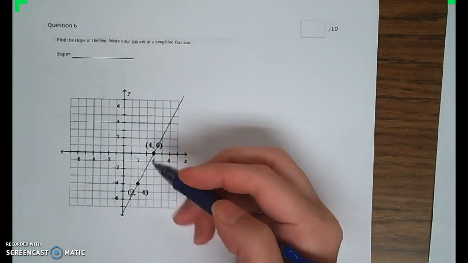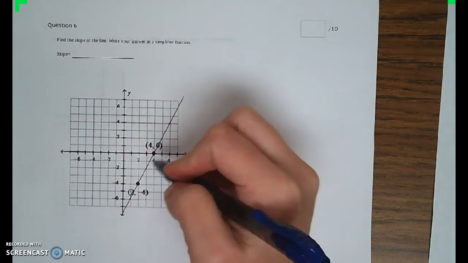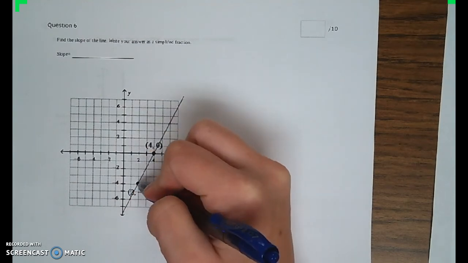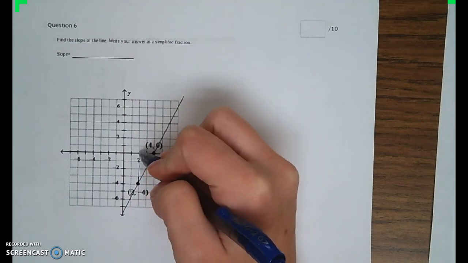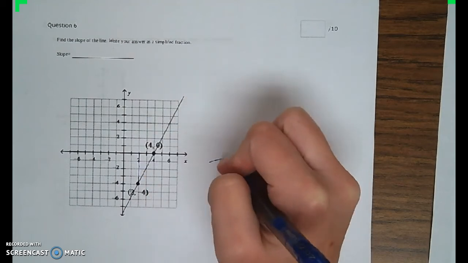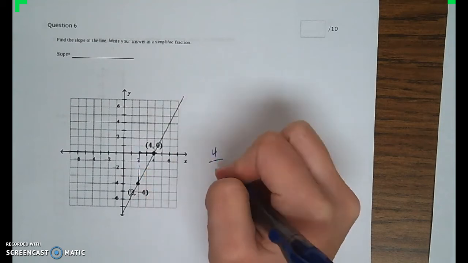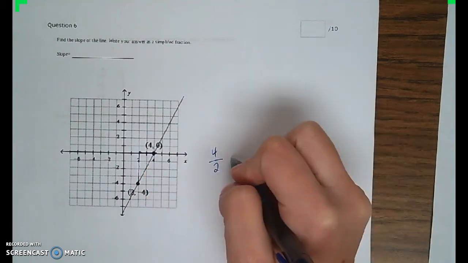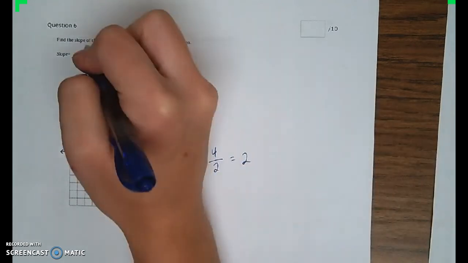So now I want to find what my slope is. I'm going to start here for my rise, but again, you can pick either point, and I'm going to go up 1, 2, 3, 4, and then go ahead and write that. Now I'm going to the right, which is positive, 1, 2. So when I simplify that, I get 2, or you could also put 2 over 1.